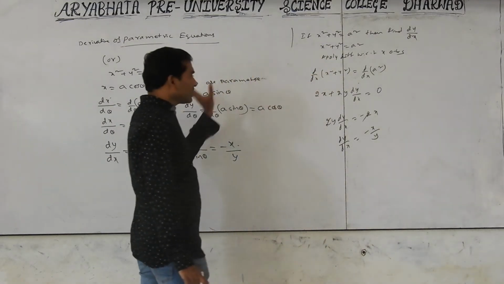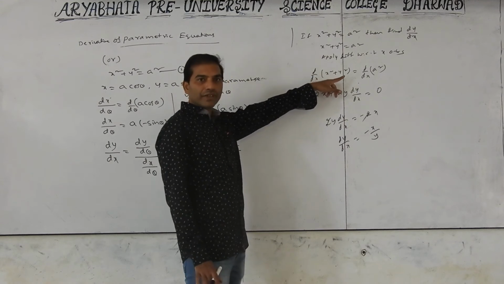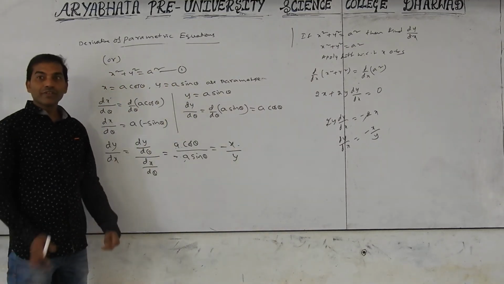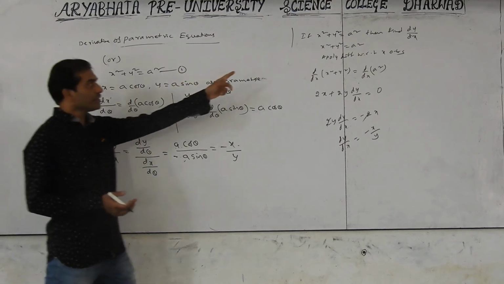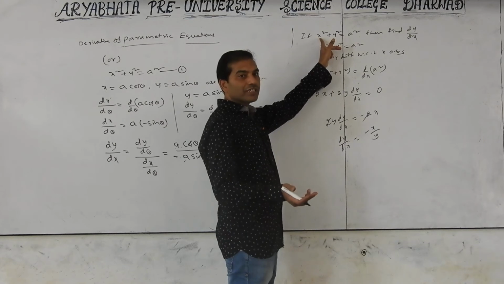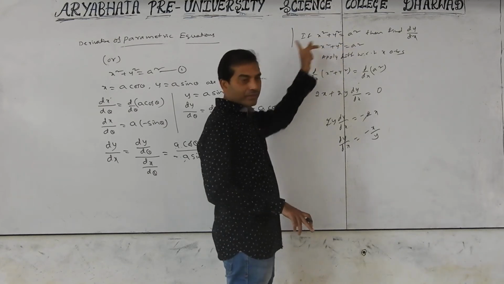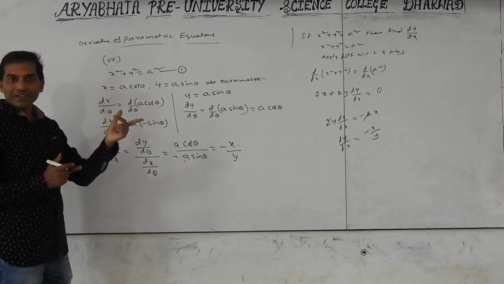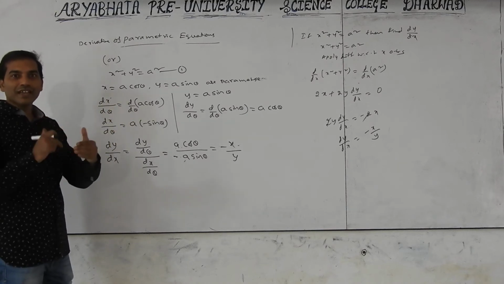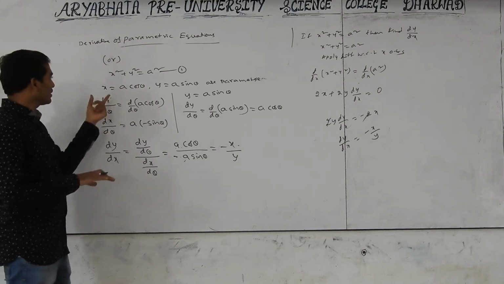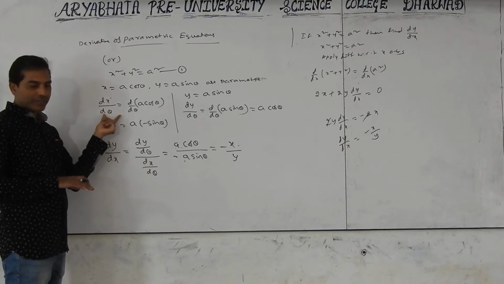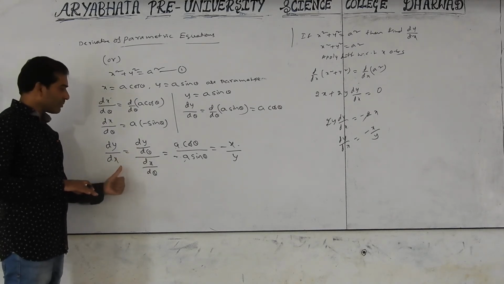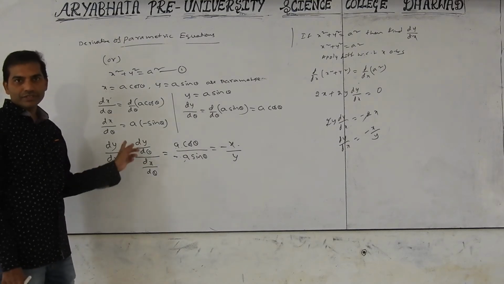But the differentiation method is different. Here we did direct differentiation with respect to x because there are only two variables. But in parametric form, there are three variables. So with three variables, how can we find the differentiation? With two variables, x and y, we can differentiate with respect to x, or with respect to y also. But here there are three variables. If you fix x, y may be free. If you fix y, theta may be free. In such a case, we should find dx by d theta and dy by d theta separately. Then dy by dx equals dy by d theta by dx by d theta. So this is the method to find the differentiation of a parametric equation.